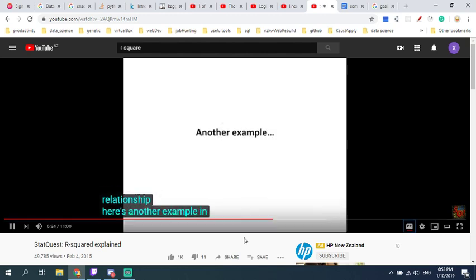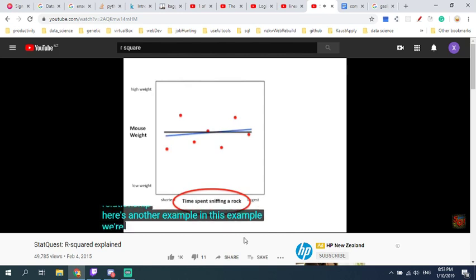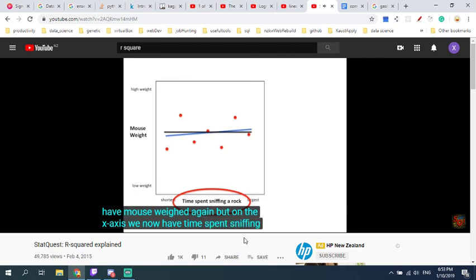Here's another example. In this example, we're comparing two possibly uncorrelated variables. On the y-axis, we have mouse weight again, but on the x-axis, we now have time spent sniffing a rock.